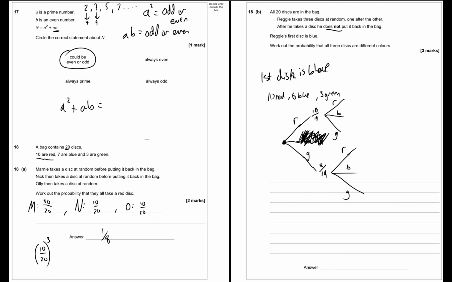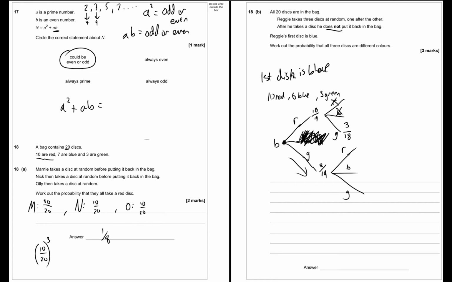Okay, so the first one is blue. So he takes a blue one, he takes a red one. Then the last option, he's already got blue, he's already got red, so he can't take these colours again. So we can get rid of red, we can get rid of blue, which means he takes a green one. What's the probability he will take a green one? What's left in the bag? There's 18 discs because he's already taken 2. And how many of them are green? It's going to be 3 because he's not taken a green one yet. So the probability of him taking a green one is 3 over 18.